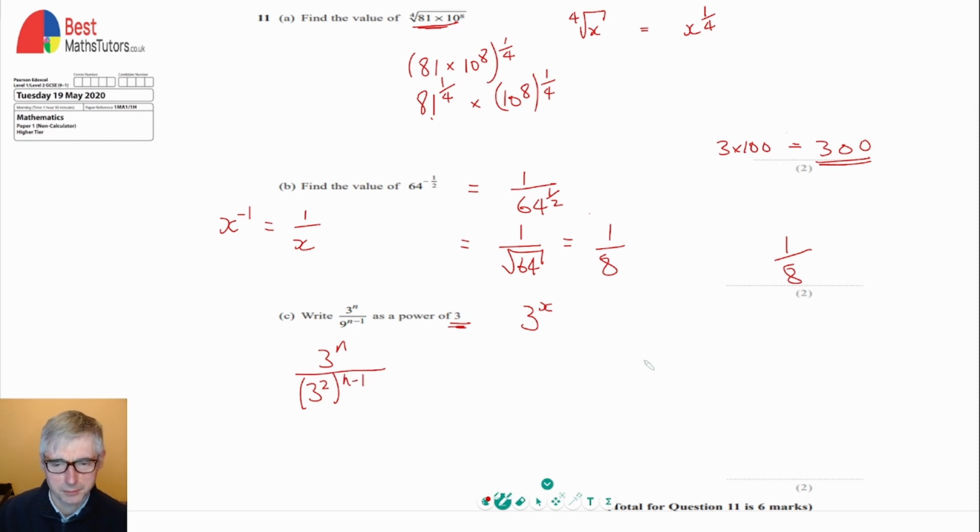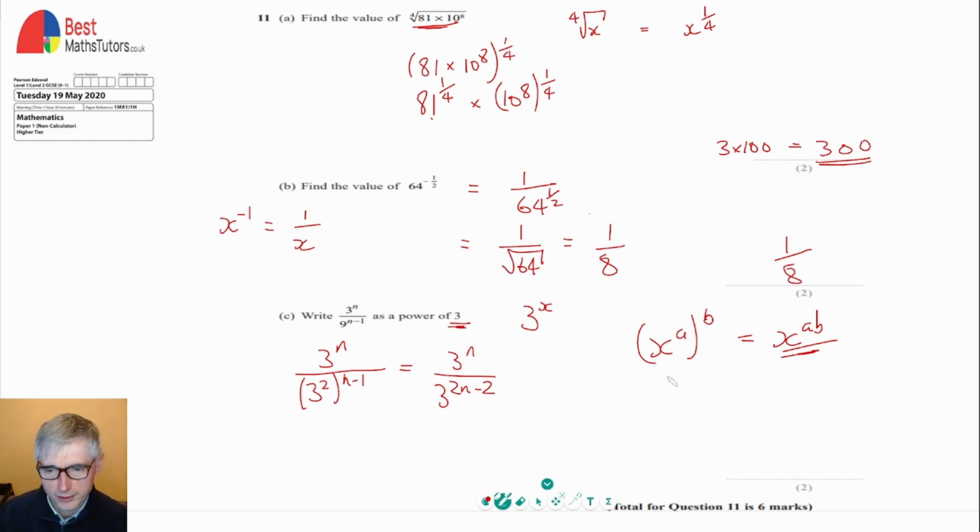If we look at the rule we had before, if I have x to a power inside a bracket and then a power outside the bracket, I can multiply the powers together and get x to the power ab. I can do that here. I can multiply the 2 inside the bracket by n minus 1. So that works out as 3 to the n over 3 to the, and if I multiply the 2 by the n minus 1, that gives me 2n minus 2. So we're getting closer to the answer.